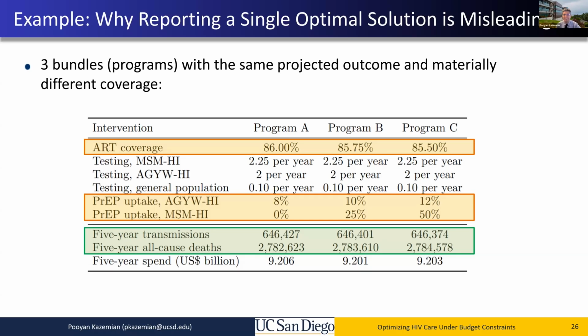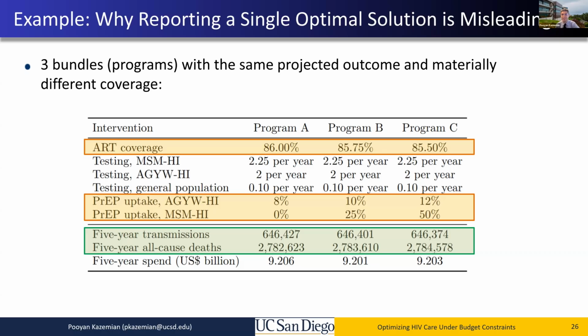Now, I hope you agree that if I only report one of these, for example, if I report program A as the optimal solution, it is very misleading because it implies that PrEP for MSM has to be at 0%, which is not the case at all. That is only one of the bundles of care that can result in the best number of transmissions or deaths. I can also report program C as the optimal solution. And if I do so, it is again misleading because it implies that PrEP for MSM should be at 50%, which is not necessarily the case.